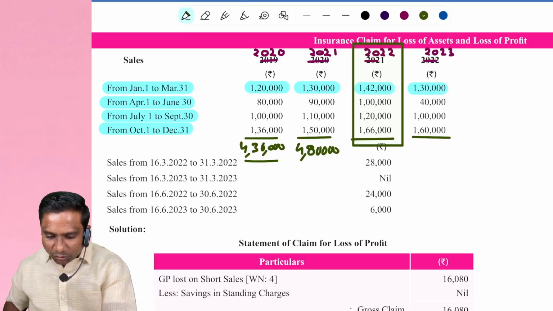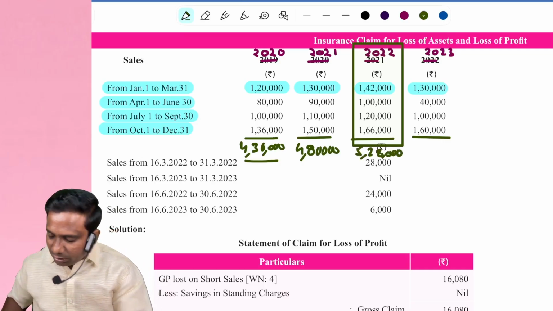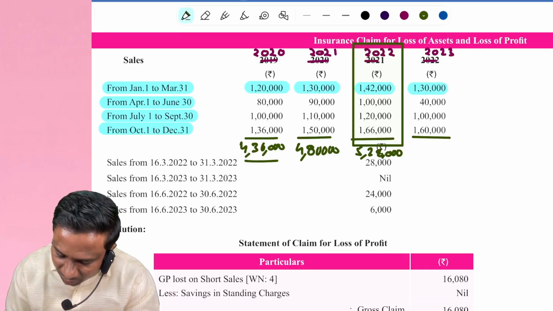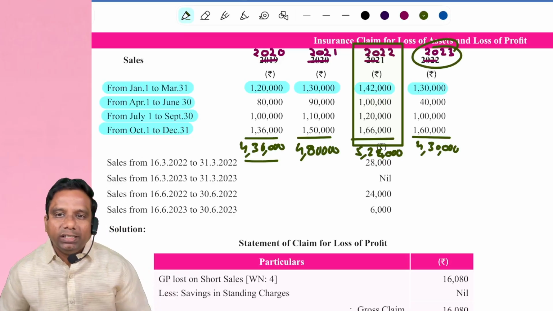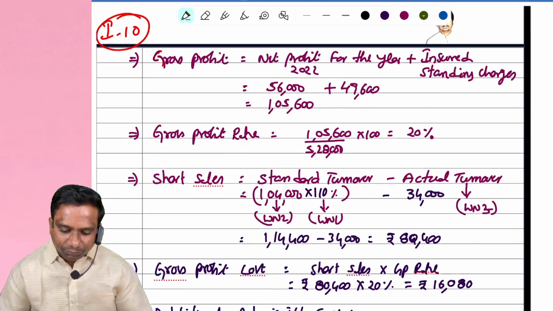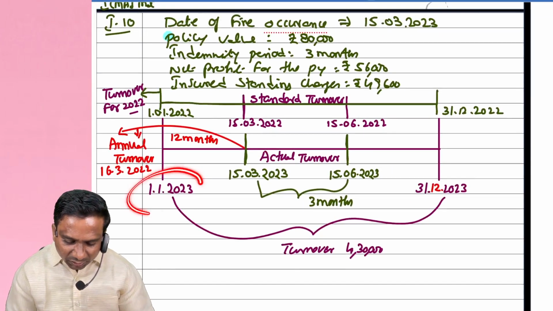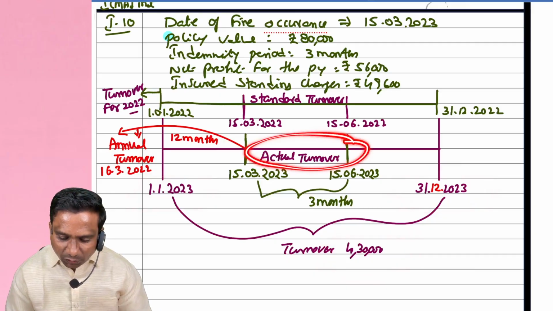And calculate 2022 sales: 1,42,000, 1 lakh, 1,20,000, 1,66,000. Here we get 5,28,000, total sales for 2022. 2023: 1,30,000 plus 40,000 plus 1 lakh plus 1,60,000. So here we get 4,30,000. This is our current year, students. Current year 2023. Look at this diagram. What is current year sales? 2023, 4,30,000.